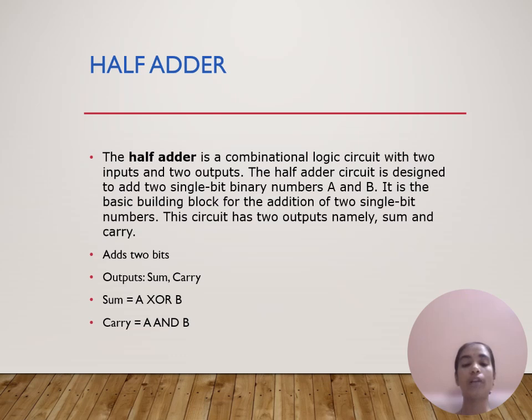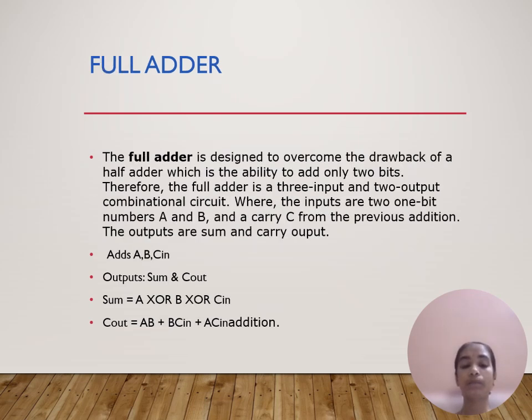Half adder. The half adder is a combinational logic circuit with two inputs and two outputs. The half adder circuit is designed to add two single bit binary numbers A and B. It is the basic building block for the addition of two single bit numbers. This circuit has two outputs, namely sum and carry. Adds two bits. Outputs sum, carry. Sum is equal to A XOR B. Carry is A AND B.